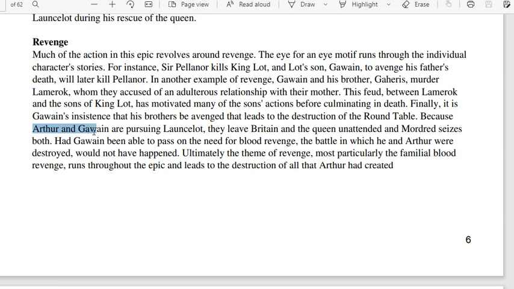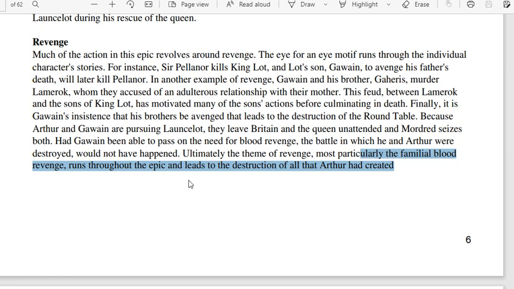Because Arthur and Gawain are pursuing Lancelot, they leave Britain and the Queen unattended, and Mordred seizes both. Had Gawain been able to pass on the need for blood revenge, the battle in which he and Arthur were destroyed would not have happened. Ultimately, the theme of revenge, most particularly familial blood revenge, runs throughout the epic and leads to the destruction of all that Arthur had created, especially the Round Table, or the first Parliament of England.